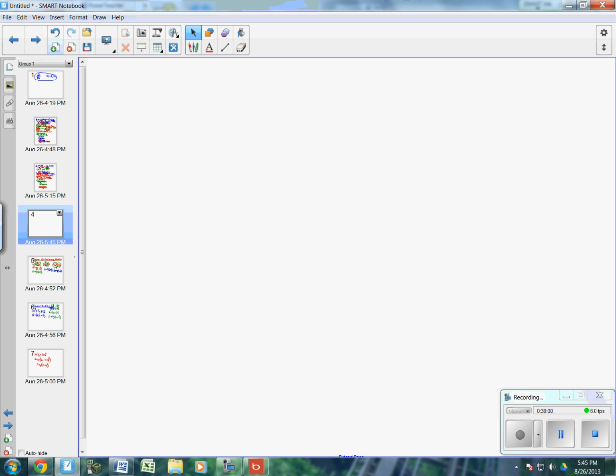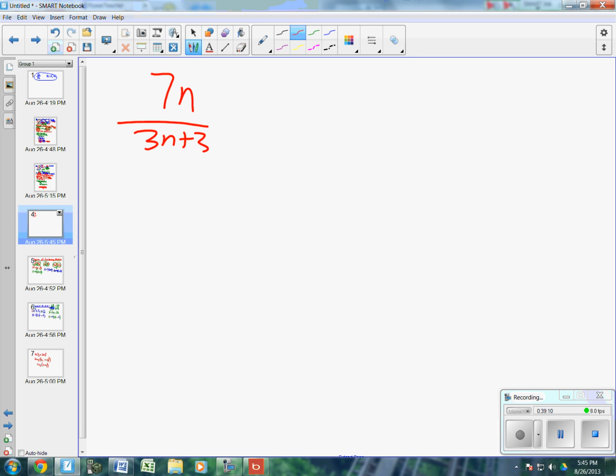In fact, what I'll do is I'll rewrite that problem down and we'll do it. But this time, hopefully we'll get it right. 7n over 3n plus 3 equals minus 5 over 4n minus 4, and minus 5 over 4n minus 4 equals 3n over 2n plus 2.